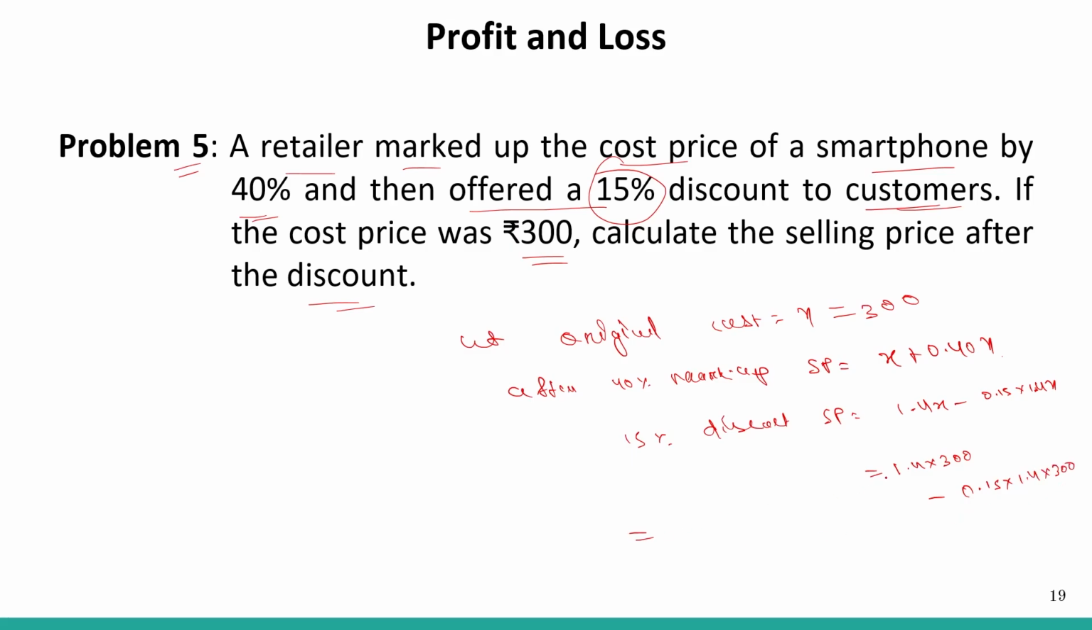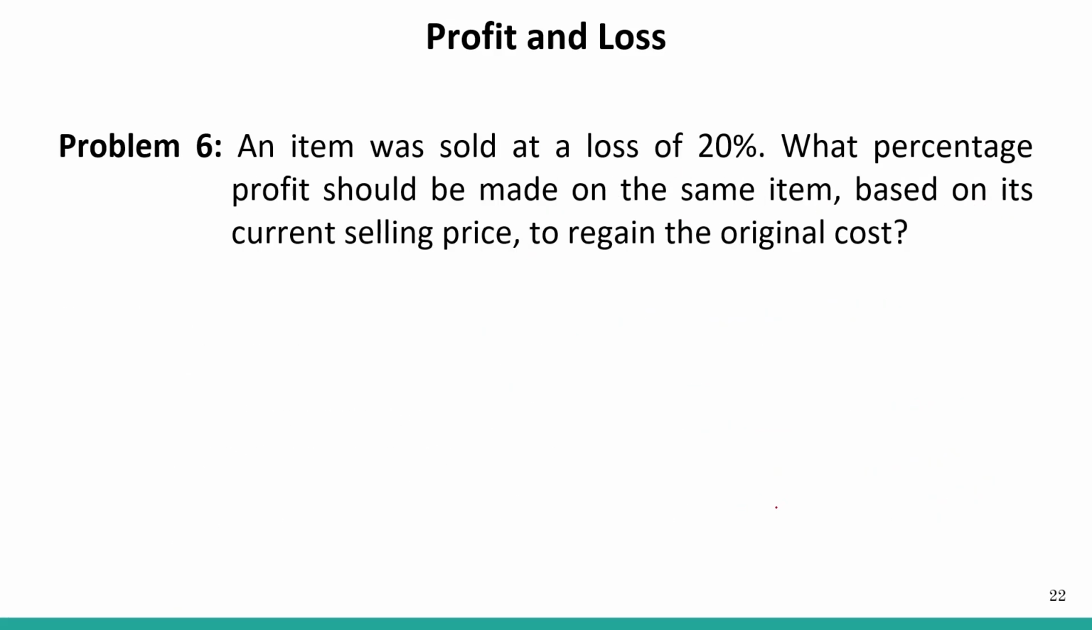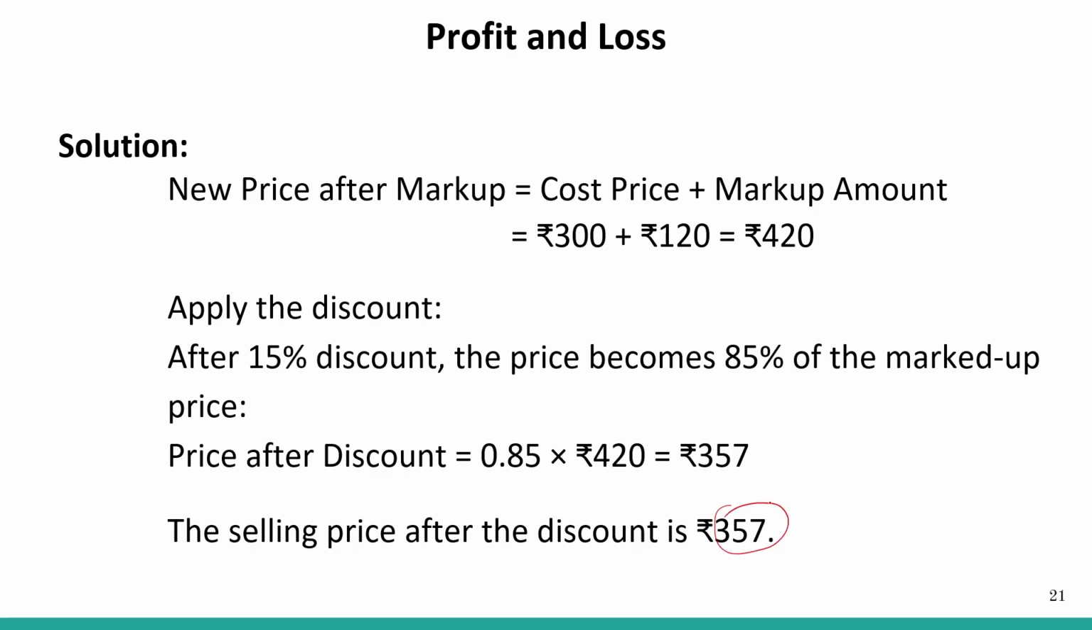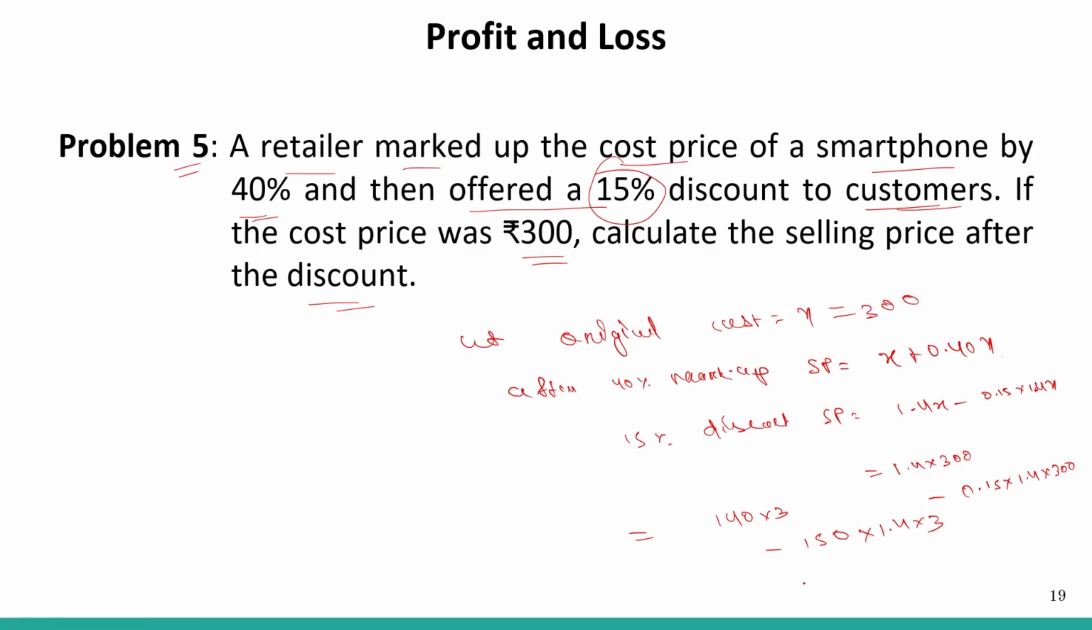So this is nothing but, so this will be 140 into 3 minus 150 into 1.4 into 3. So this will be equal to what? So this will be equal to 357. 357 will be the answer. So this is equal to nothing but 14 into 3 is equal to what? So this will be 420, right? So minus 0.15 into this much, right?